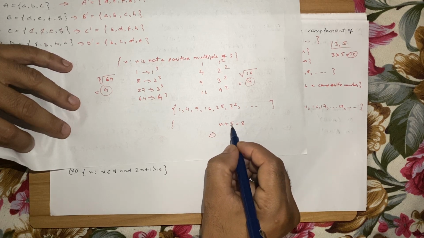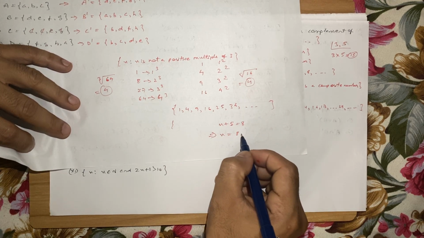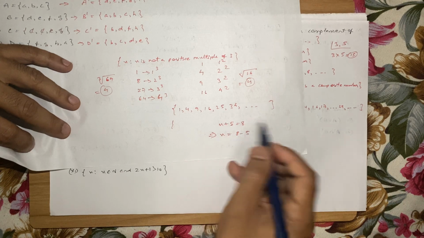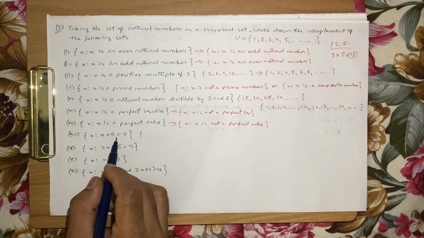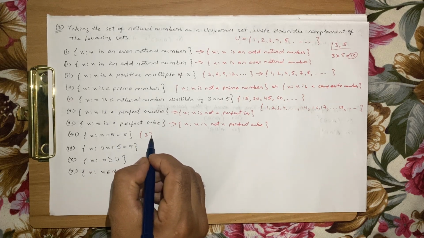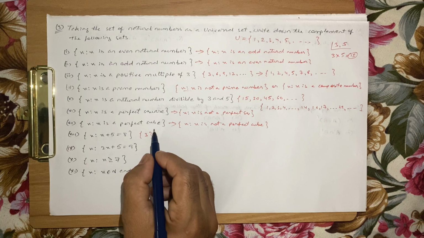So take 5 to the other side: x is equal to 8 minus 5, because plus 5 is here, so it will become minus 5. So x is equal to 3. So this is a set which has just one element, 3. So what will be the complement of this?